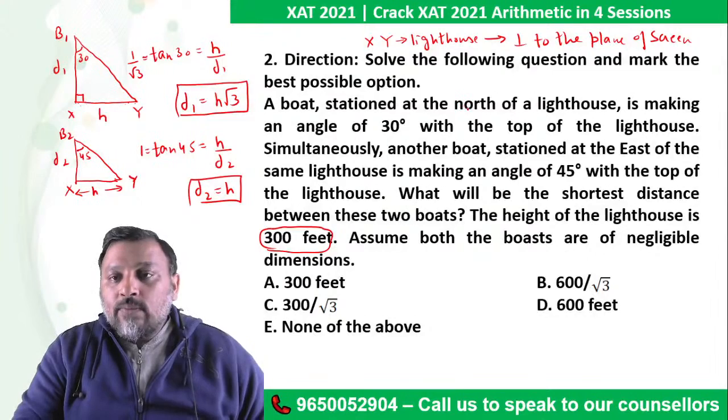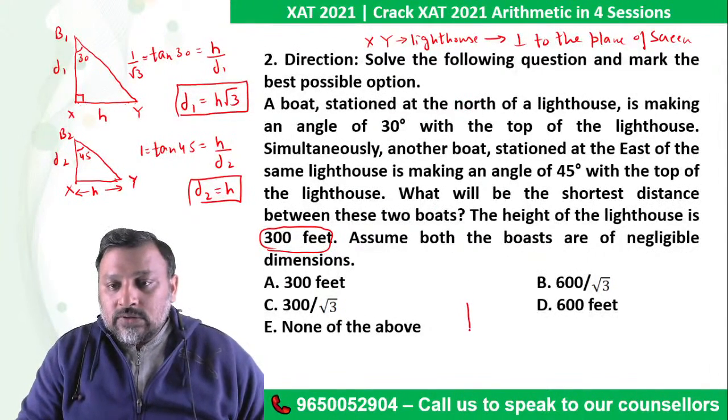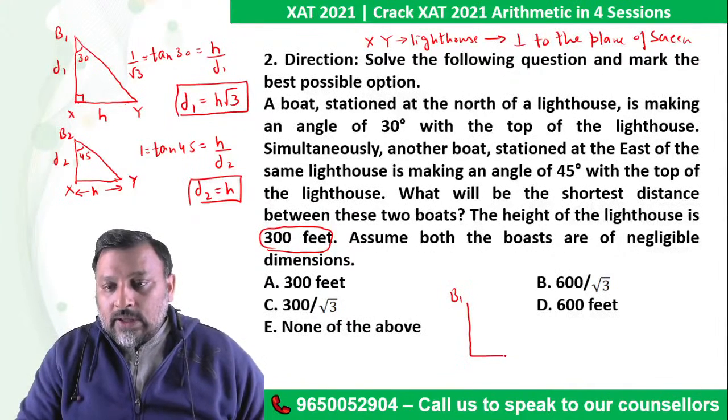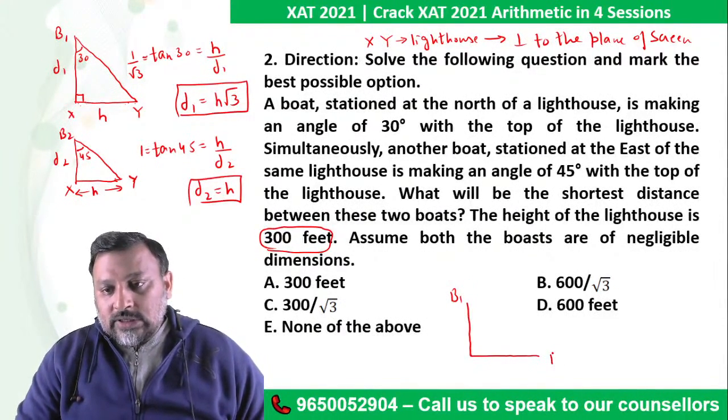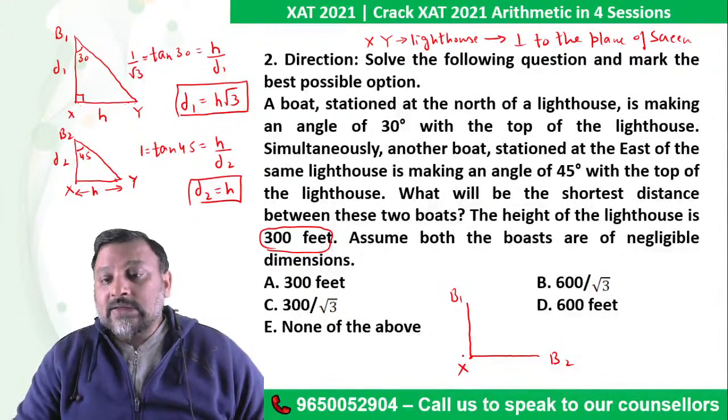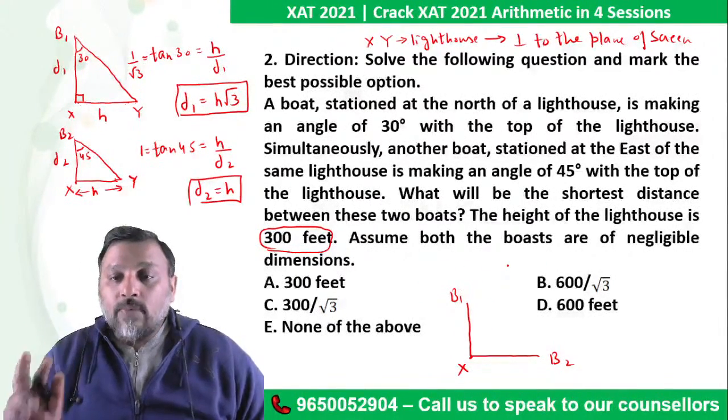Okay. Now one boat is to the north of the lighthouse. This is boat B1, and one boat is to the east of the lighthouse. So this is B2, and this is point X. Okay, and the lighthouse is perpendicular to this plane. So it is X and Y, where Y is perpendicular to the screen of your laptop or mobile.